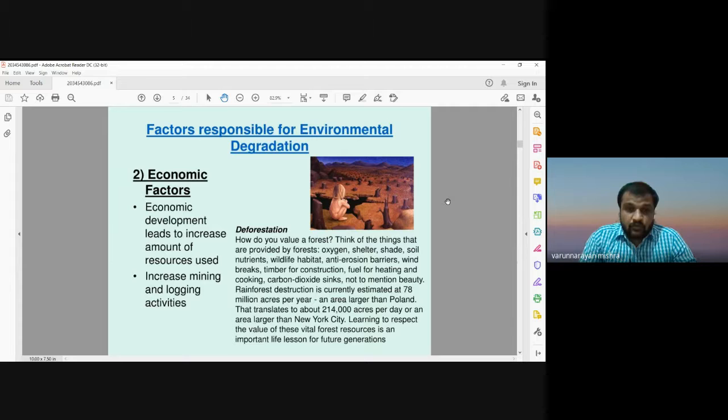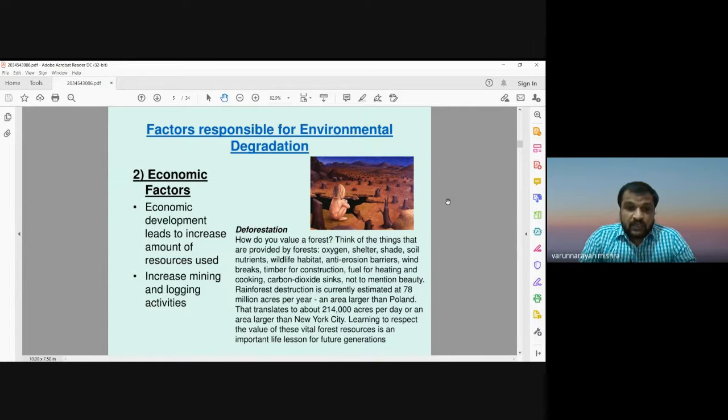So how do you value a forest? Think of it here: the forest provides us oxygen, shelter, shade, soil, nutrients, and different wildlife habitats. Anti-erosion barriers are provided by the forest, as well as wind breaks, timber for construction, fuel for heating and cooking, a carbon dioxide sink, and it maintains the beauty.